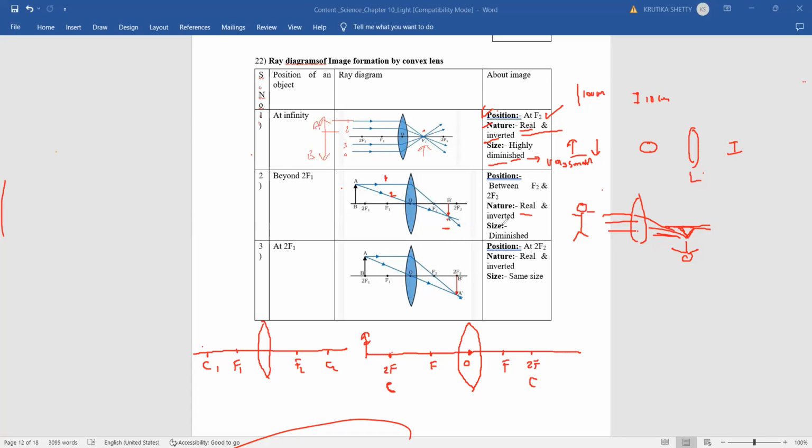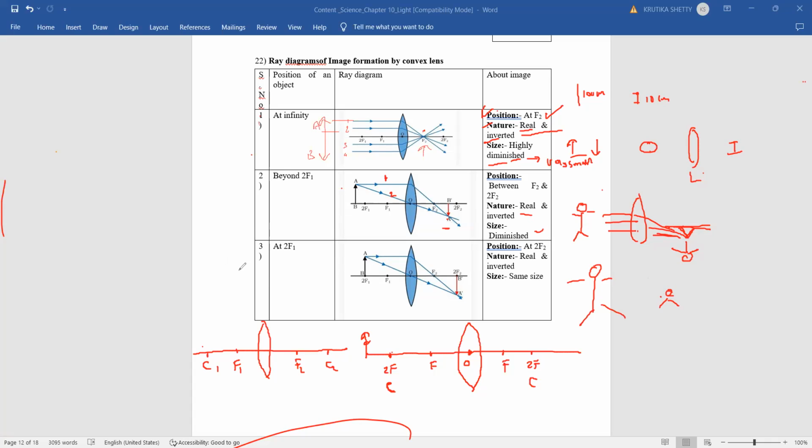They are saying it is real and inverted. Inverted means reverse. And again you can see the size is diminished. Diminished means that if the object is large, its image will be very small. So this is the second type.